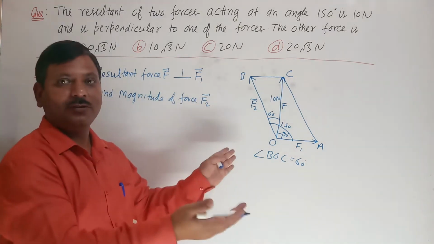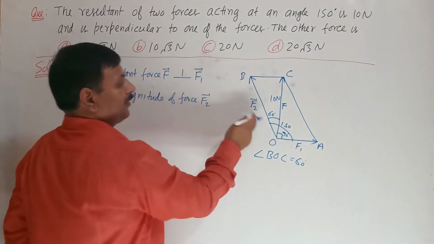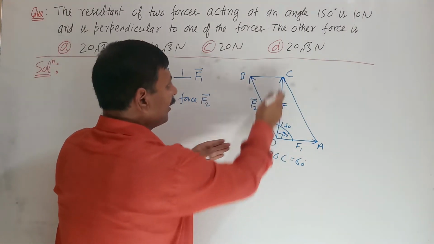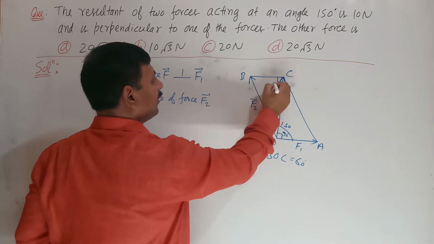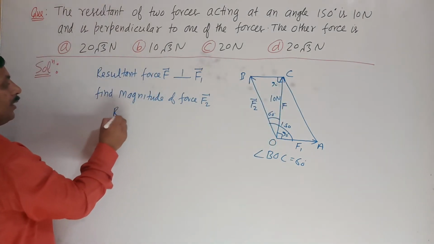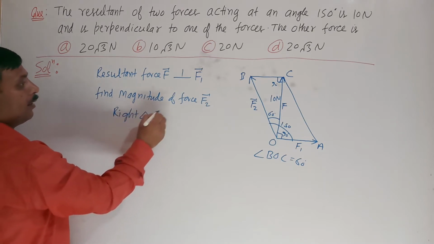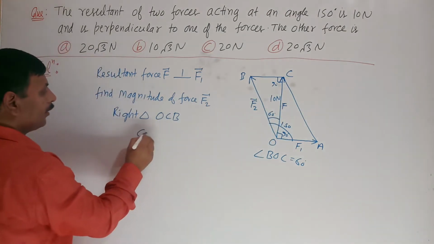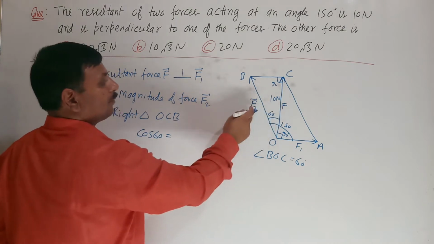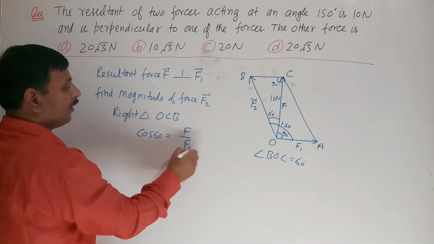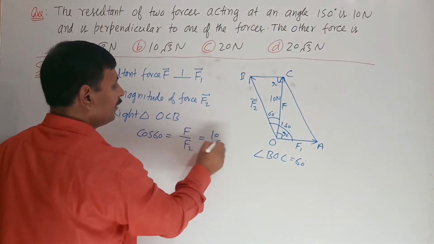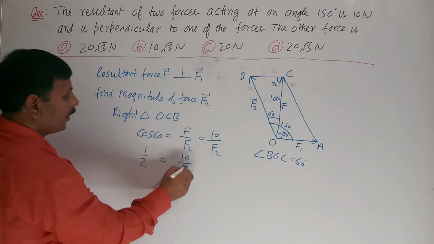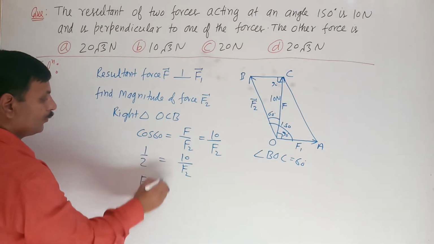This we have to find. So see, it is very simple. If you see from the figure, this angle is 60 degree, this is F2, this is F resultant 10. If you take the triangle OCB, this is 90, this is also 90. So right angle triangle OCB. You can see here, if you are using cos theta, cos 60 is equal to base upon hypotenuse, F upon F2. The F they have given is 10, we have to find F2. Cos 60, that is 1 by 2, is equal to 10 upon F2. Then F2 is equal to 20.